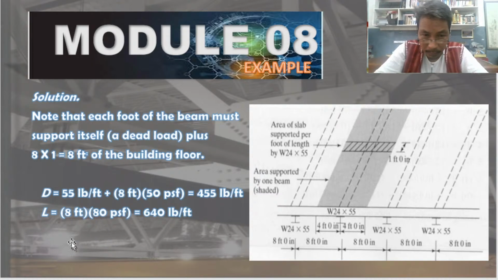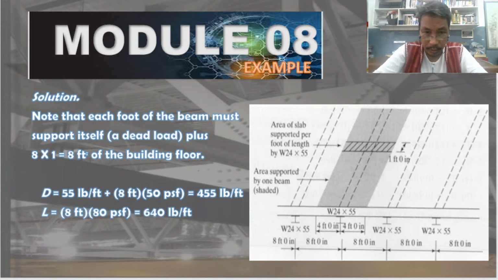Now let's go to the live load. What about the live load? There is no self live load, so 80 is the floor load times 8, that is 640 pounds per foot. So we have the values for dead load and live load, and as you can notice, live load is a little bit greater than dead load.